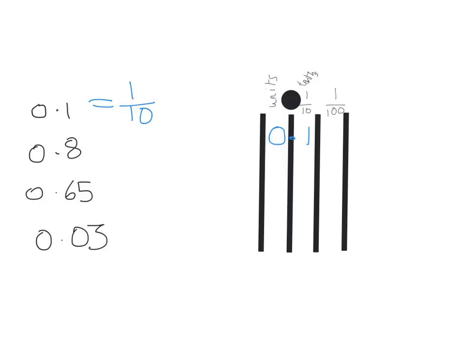What about the next one? Same method. 0.8. Again, my last digit is in the tenths column, so I'm thinking about tenths. This time I've got 8 of them, so it's 8/10. And I can simplify that because these are both in the 2 times table. They've got a common factor of 2, so that is 4/5. Okay, let's do the next one.